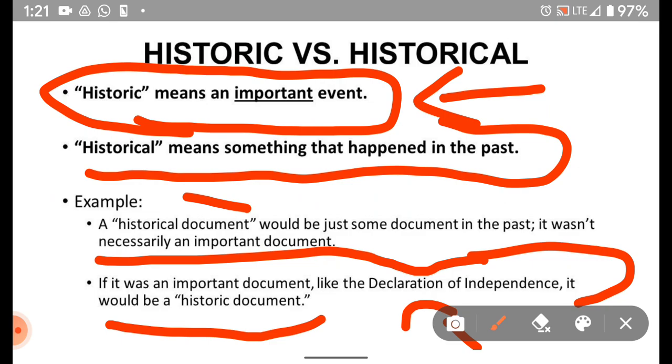Declaration of Independence was also a historical document because it happened in the past, but it's also a historic document, that is a very momentous and important document, okay. But if I call another document a historical document, then it doesn't necessarily mean that it was also an important document.